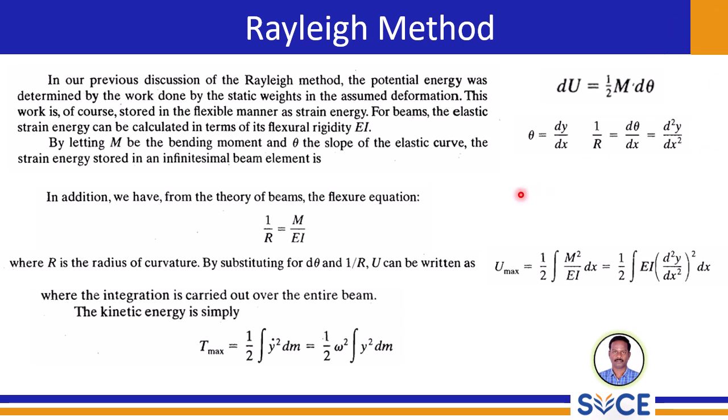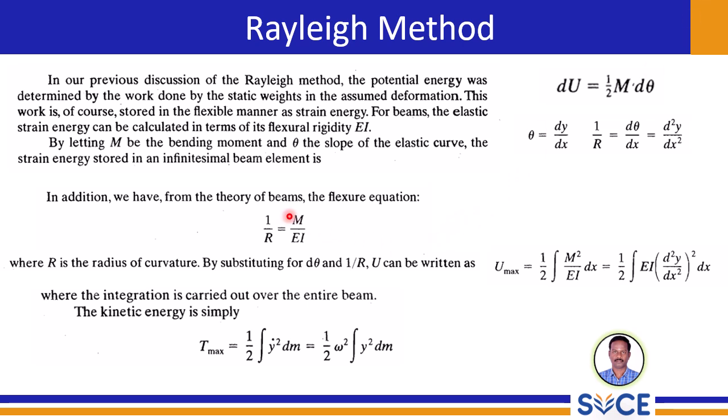Let's recall that Rayleigh's method depends upon equating the kinetic energy and maximum potential energy of a vibrating system to estimate its natural frequencies. For a system represented by mass matrix M, stiffness matrix K, and assumed displacement vector x, the Rayleigh coefficient is omega square equal to x transpose Kx divided by x transpose Mx. Now consider a beam.